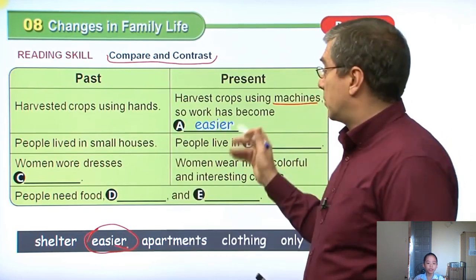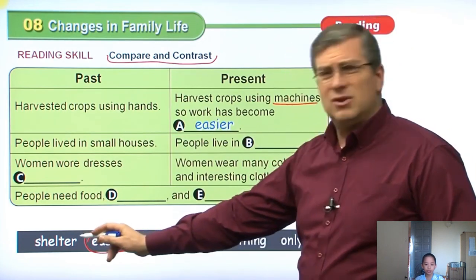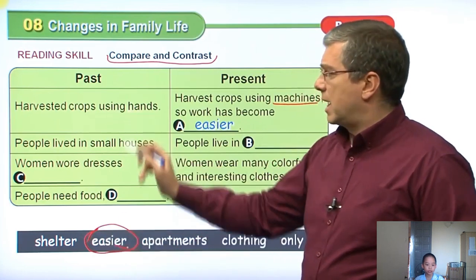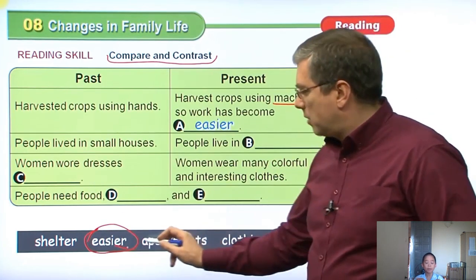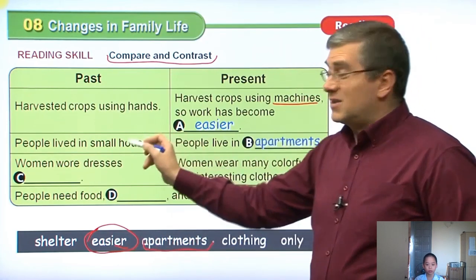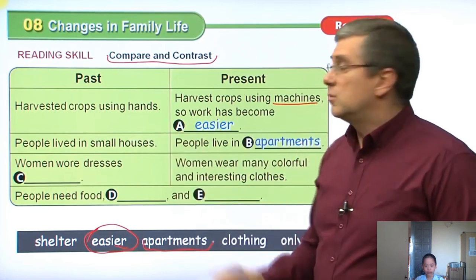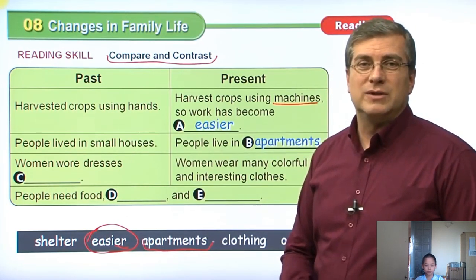In the past, people lived in small houses. In the present, people live in shelter? That would fit, but here we talk about types of houses, not shelter. People live in apartments. Yes. Okay, so apartment will be our correct answer.